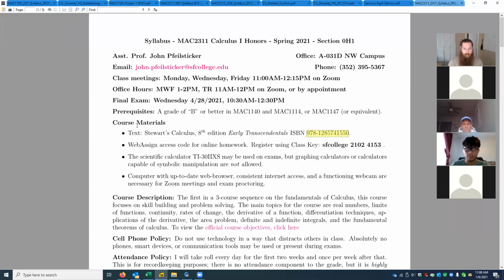What you will need, well, you don't necessarily need a hard copy of the text, you will need an access code. The WebAssign access code is very important. So all of the homework for this class is going to be in WebAssign, and you need the access code to get in there. The other thing that you need is the class key. This is what you use to register for our specific class within WebAssign.